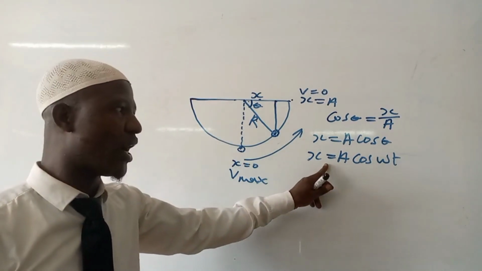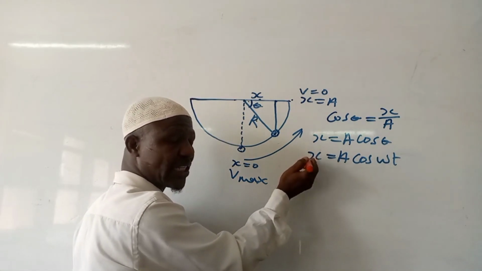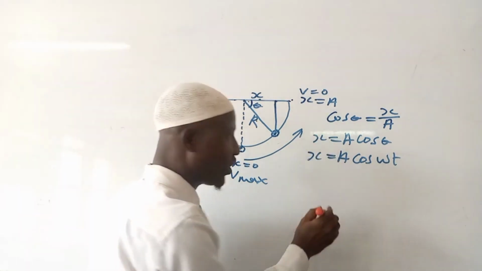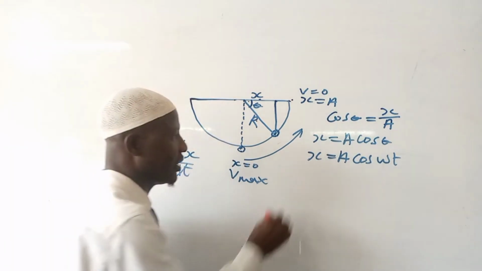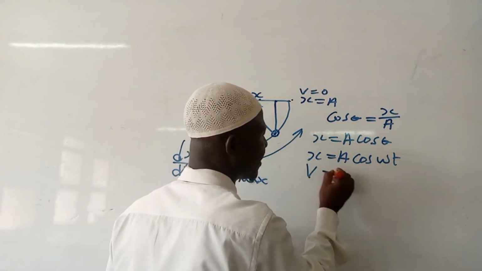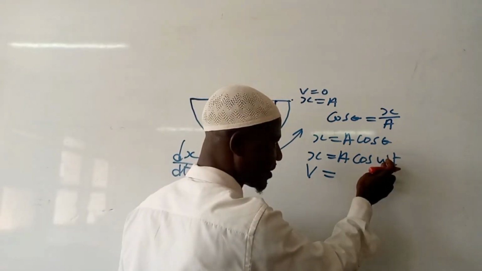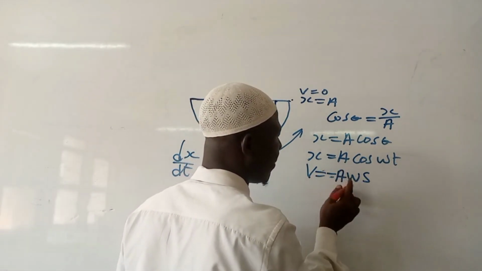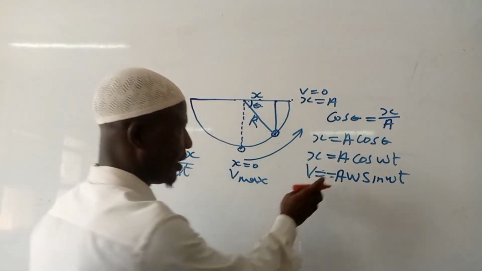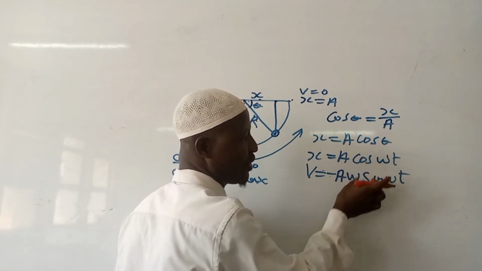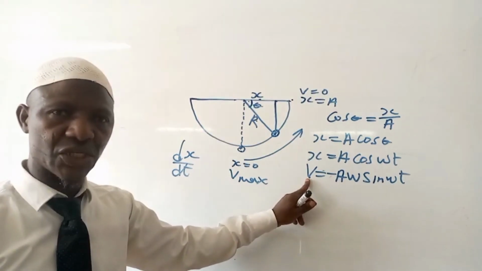Then let's differentiate this one. Therefore, when you differentiate displacement with respect to t, you are going to have velocity. That is, dx/dt will give you what? Velocity. Therefore, this one will become v is equal to, then when you differentiate cos, it will give you a minus sign. Then a and omega are constants, so they come back here. So you are going to have v is equal to minus a omega sine omega t. Now let's redifferentiate this one so that we get acceleration.